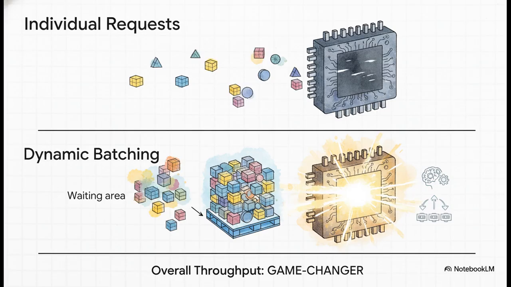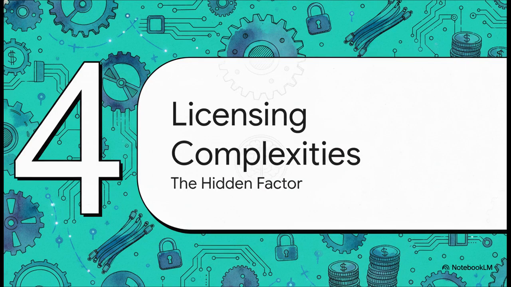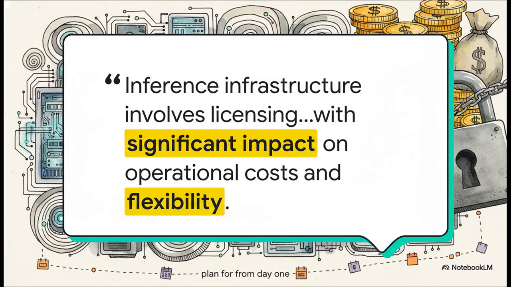Okay, now we need to talk about the thing nobody likes to talk about, but it can absolutely make or break your project. I'm talking about software licensing. And here's the kicker. It's not just one license. Every single piece of your setup, the GPU drivers, the hypervisor, the AI framework, it all has its own licensing rules. This isn't just a boring legal thing. These choices can have a huge impact on your costs and how easily you can change things down the road.